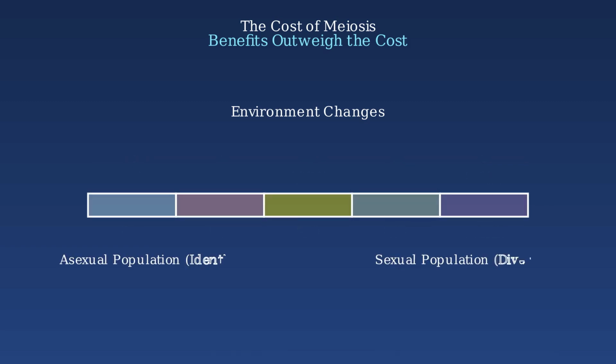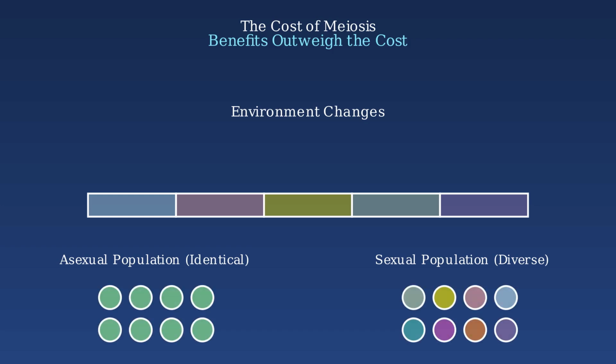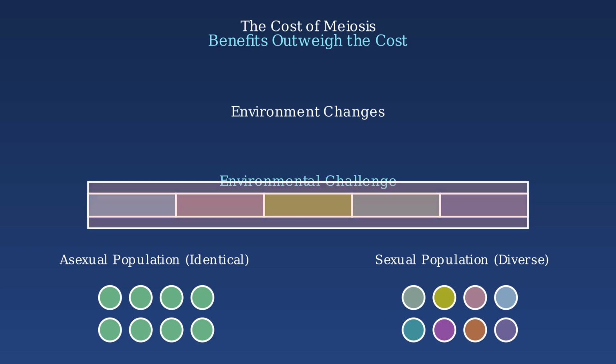Asexual reproduction creates genetically identical offspring, while sexual reproduction produces diverse offspring. When a challenging environment appears, genetic diversity becomes crucial for survival. In a changing environment, asexual populations may fail entirely, while some genetically diverse individuals from sexual populations can survive.